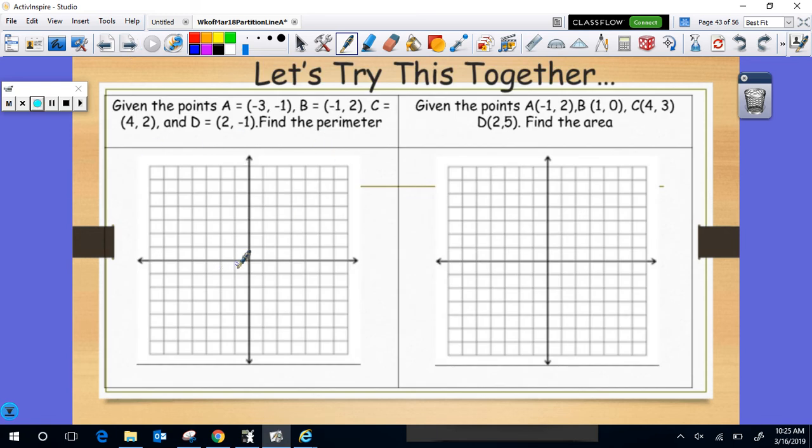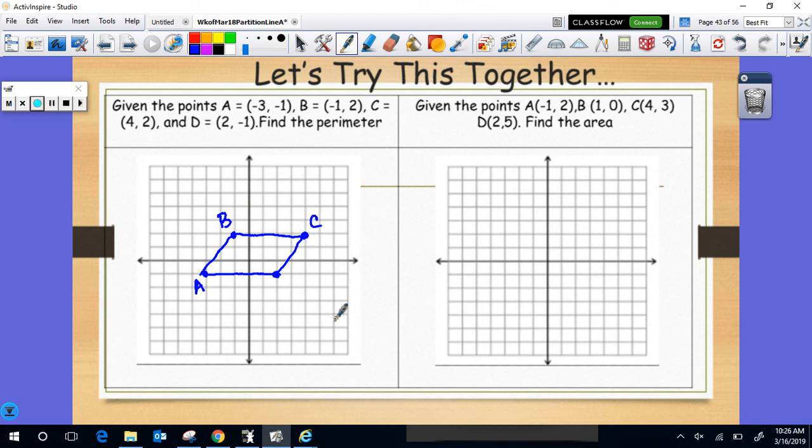So I'm going to plot these points. A is 3, -1. B is -1, 2. C is 4, 2. And D is 2, -1.